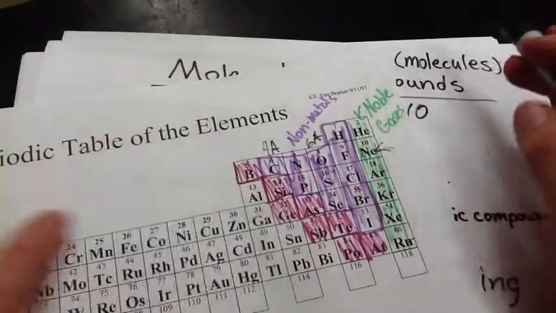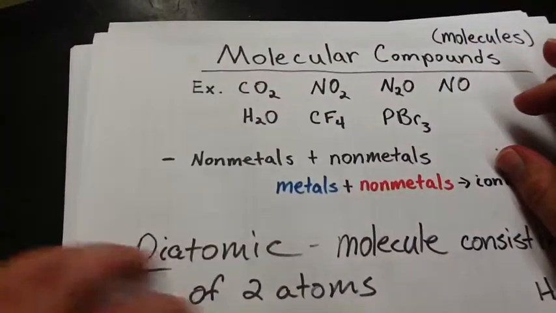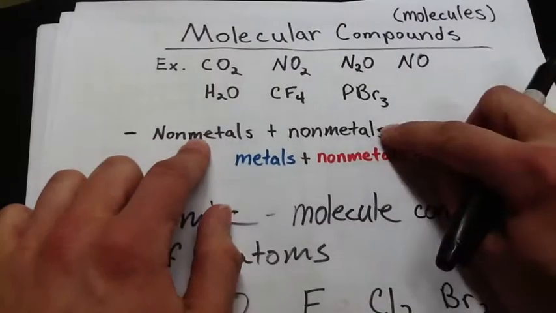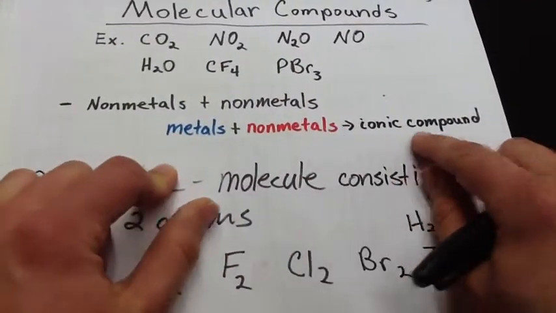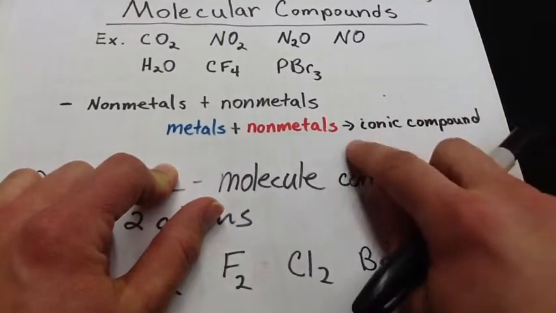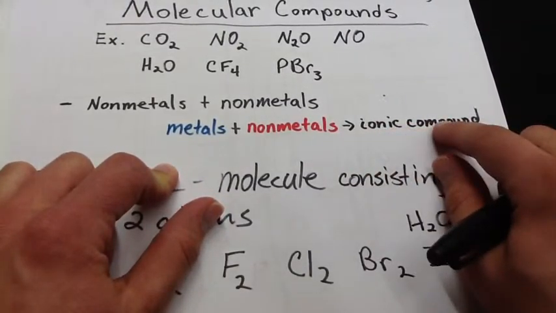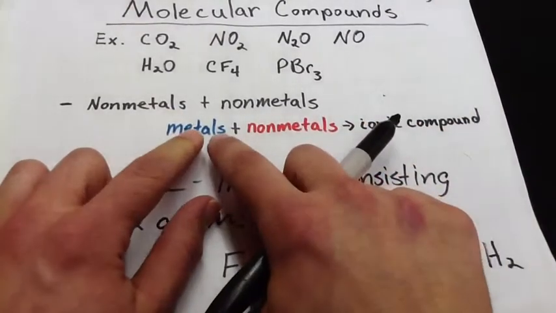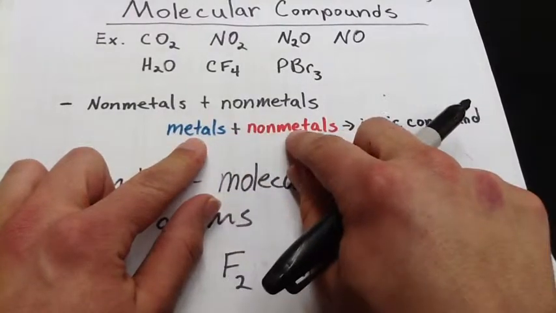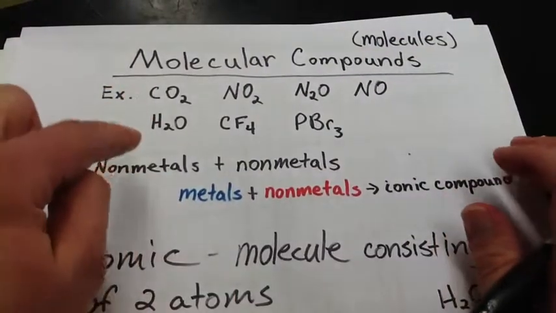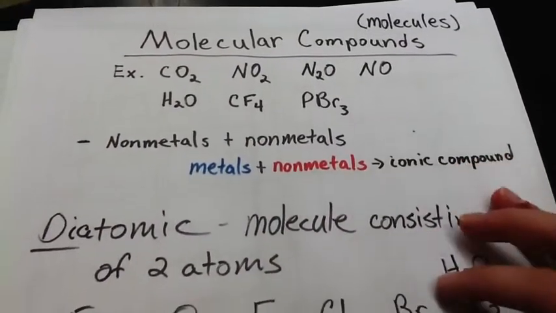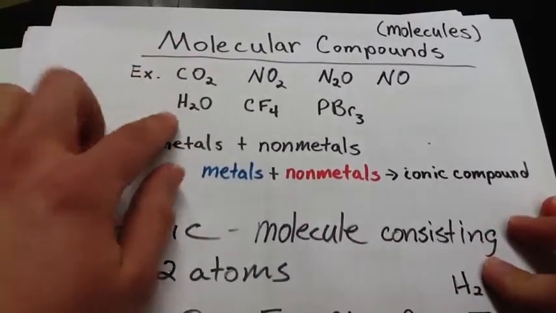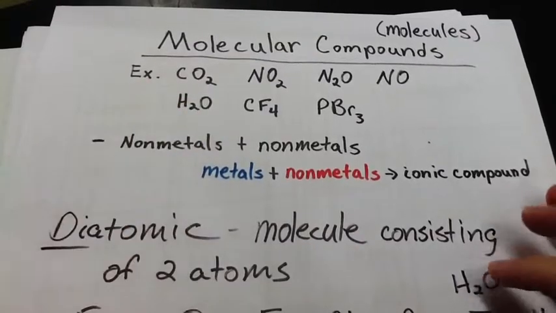So our molecular compounds will always have a nonmetal and a nonmetal. Always. Metals and nonmetals will be ionic compounds. The ionic compounds we just talked about are always metals and nonmetals, whereas molecular compounds will be nonmetals and nonmetals. So that's the way you can tell them apart, just by having their formulas written down.